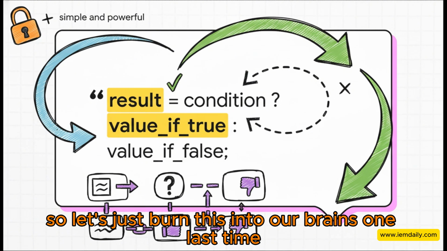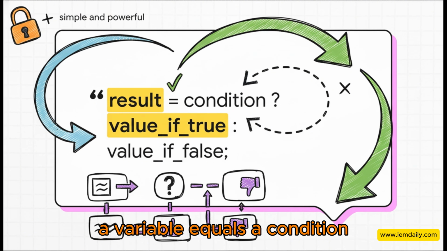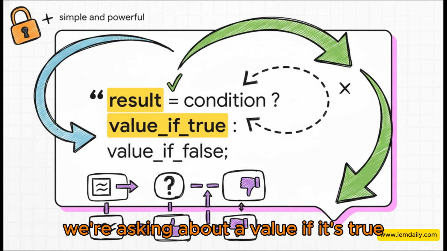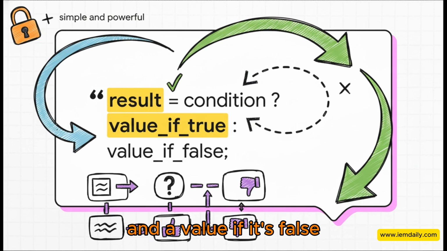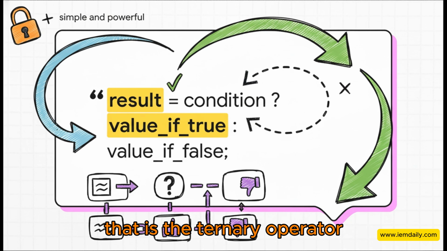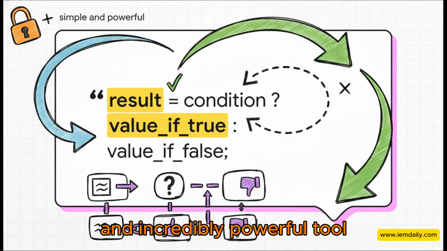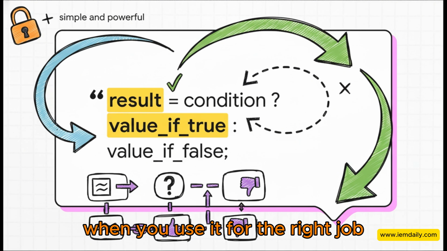So let's just burn this into our brains one last time. A variable equals a condition we're asking about, a value if it's true, and a value if it's false. That is the ternary operator. A clean, simple, and incredibly powerful tool when you use it for the right job.